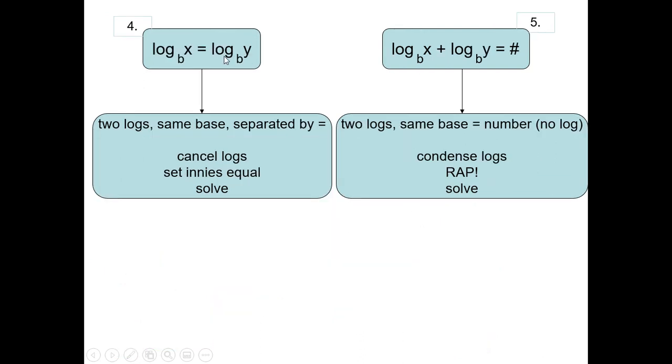All right, so fourth example. Log base b of x is equal to log base b of y. Two logs, same base, separated by equals. The logs cancel, and we can just set the arguments equal to each other.